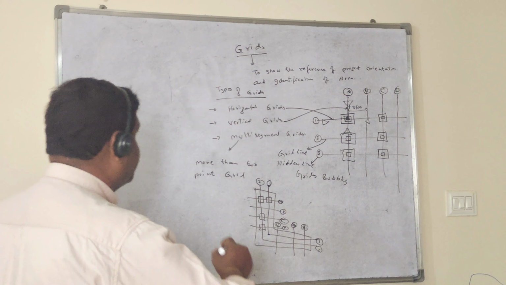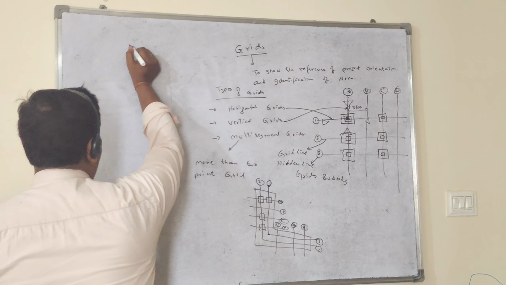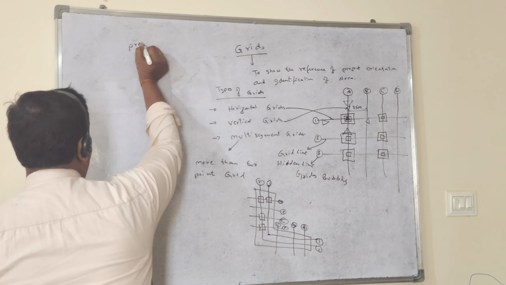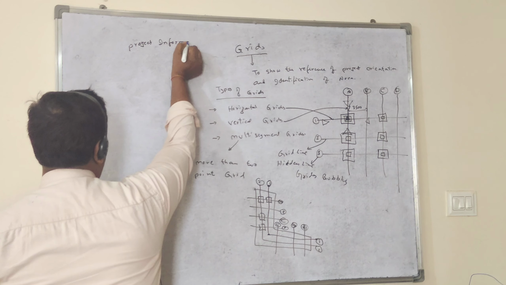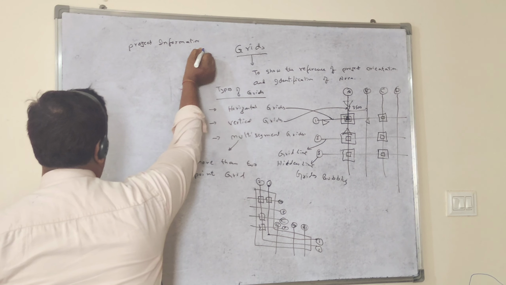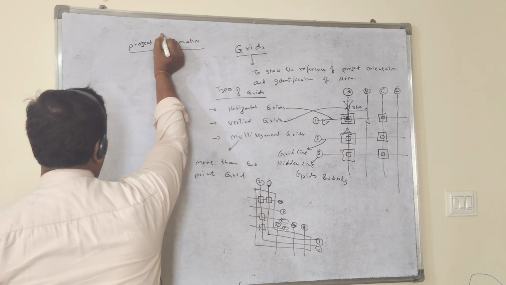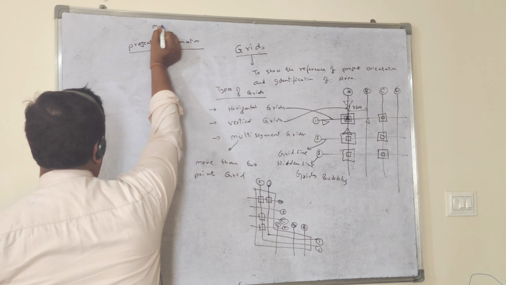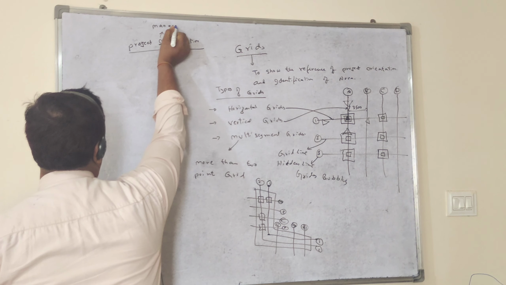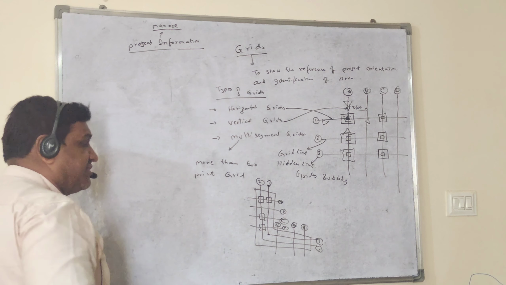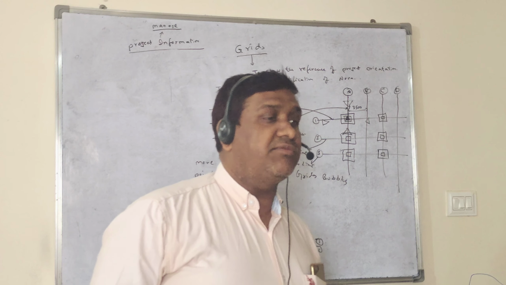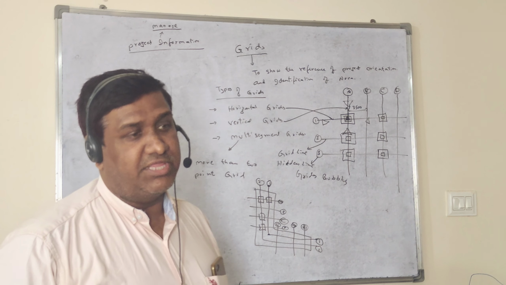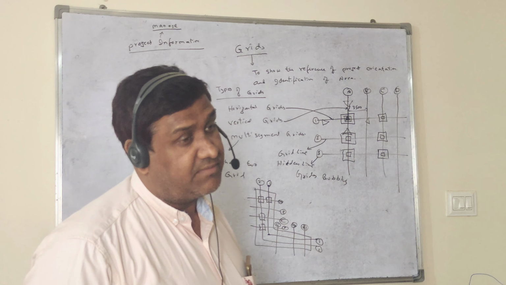The next process is project information. One more menu is there, project information, because after completion of the grid point, you have to go to project information. You will find this in the Manage menu in Revit. In that menu, in the ribbon, there is an icon called Project Information.